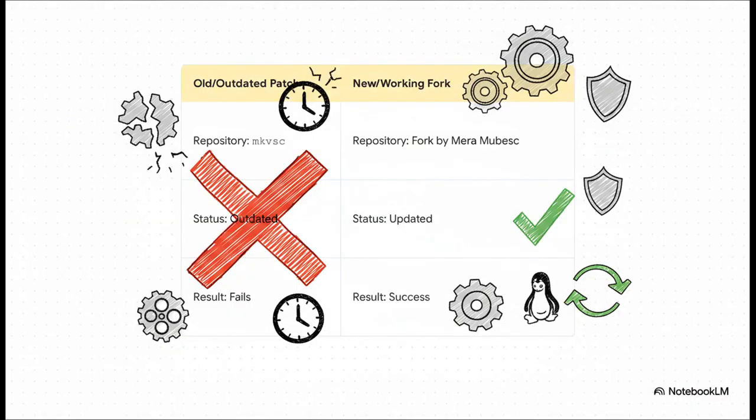And this slide right here, this is really the key to the whole thing. For years, the go-to fix was a patch from a GitHub user named mkubecek. It was great, but here's the catch. That repository is now way out of date, and it just fails on modern systems. The actual solution, the one that works now, comes from a newer, updated fork by another developer, mera-mospec. This one is actively maintained, so it keeps up with all the latest kernel changes.